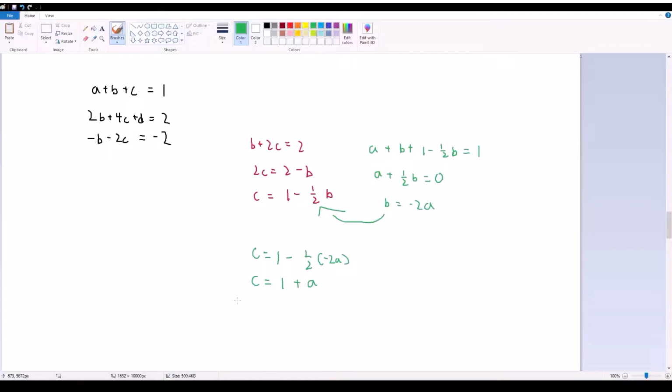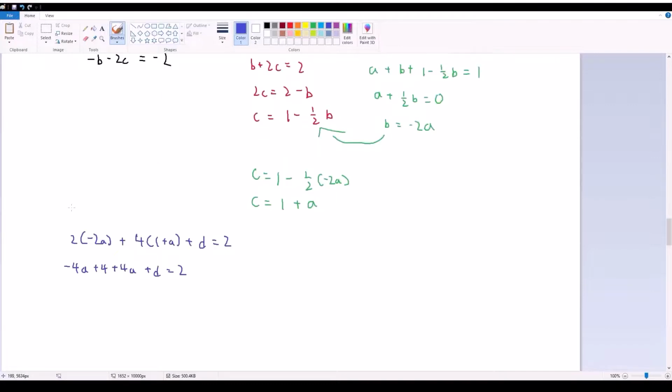And then if we plug both of these back into our second equation right here, then we get 2 times negative 2A plus 4 times 1 plus A plus D is equal to 2. So in that case, negative 4A plus 4 plus 4A plus D is equal to 2. The A's cancel. We get 4 plus D is equal to 2, or D is just equal to negative 2.